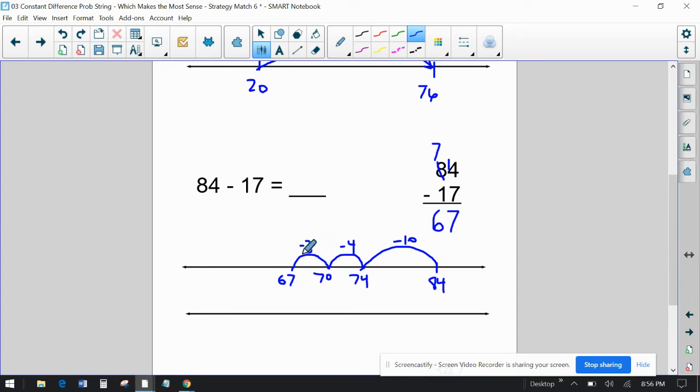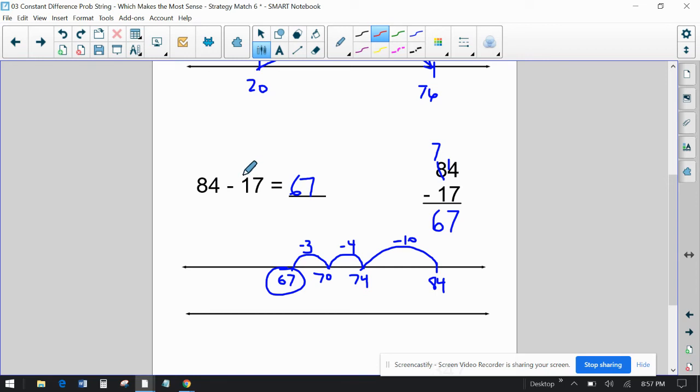And now we have completed our 17. We've jumped back 17 and we've landed on 67. Okay. Now this is where you really want to focus. 84 minus 17. If we do constant difference, okay?